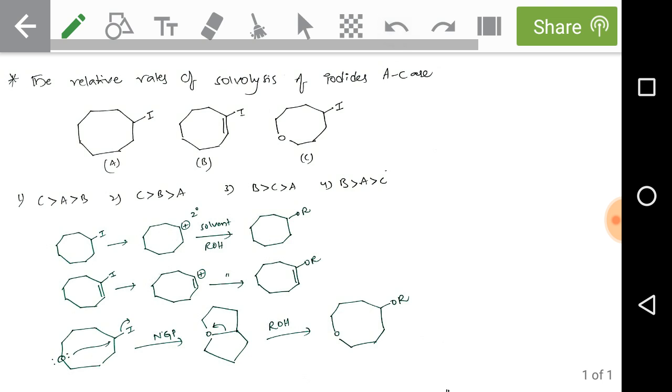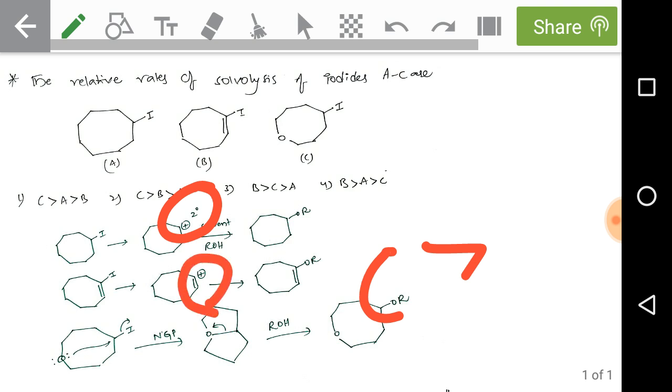Okay, right. Next one, the relative rates of solvolysis of iodides A to C are. So simply observe the solvolysis here. The first one produces a secondary carbocation, the second one produces a vinyl carbocation, and in the third one neighboring group participation is taking place. Whenever neighboring group participation takes place, the rate is very high. So that's why C is greater than. And if you look at the secondary carbocation and vinyl carbocation, the secondary carbocation is more stable when we compare with the vinyl carbocation, and the vinyl carbocation is least stable. That's why here the rate is highest for C, second highest for A, followed by B.